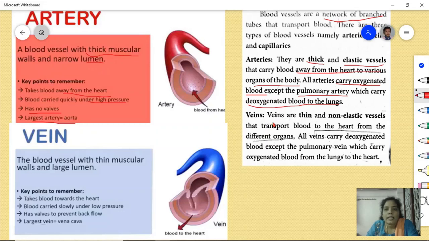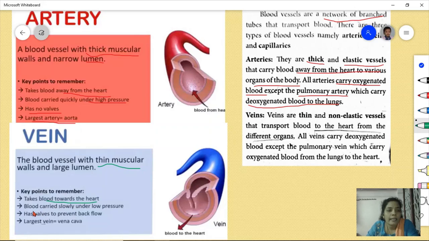The next one is the vein. A blood vessel with thin muscular walls and a large lumen. The muscular walls are very thin and the lumen, the opening, is large. It takes blood towards the heart, just the opposite. The artery takes blood away from the heart; the vein takes blood towards the heart.